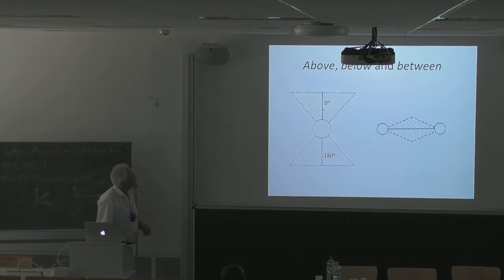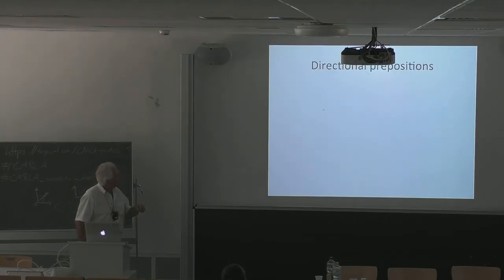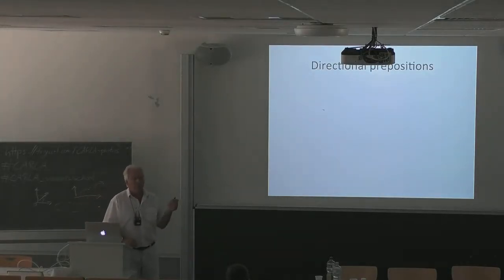And between, which involves two objects, you get something like that, and that's basically also a convex region. There's a bit of complication here, but I don't want to get into that because you have two origos here. But anyway, that's locational prepositions. Now, I can also do this for directional prepositions.